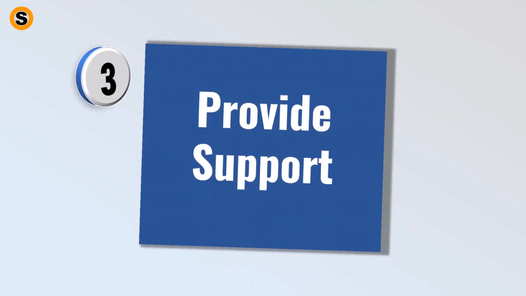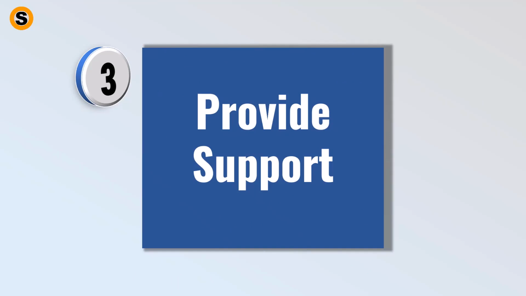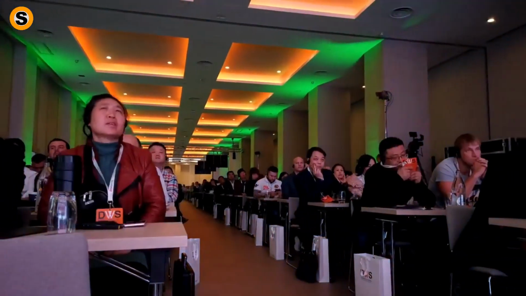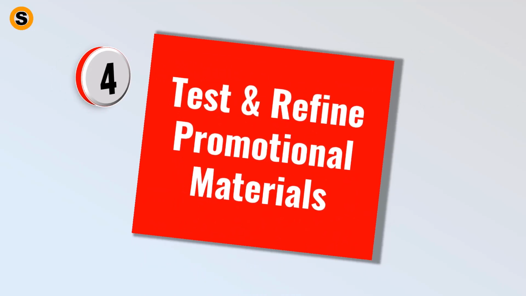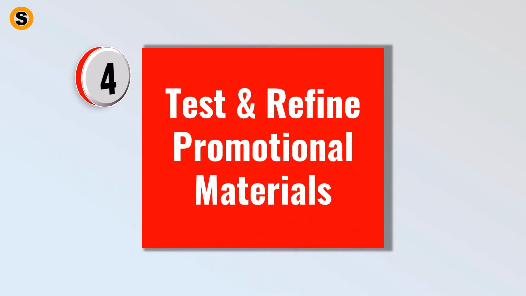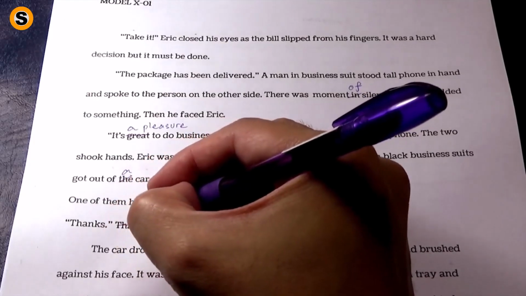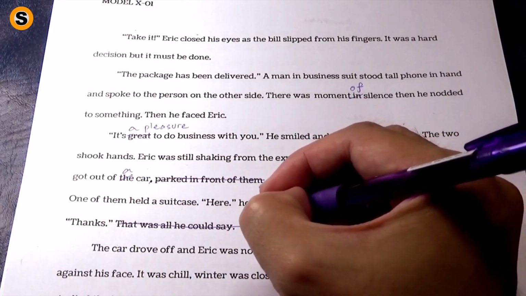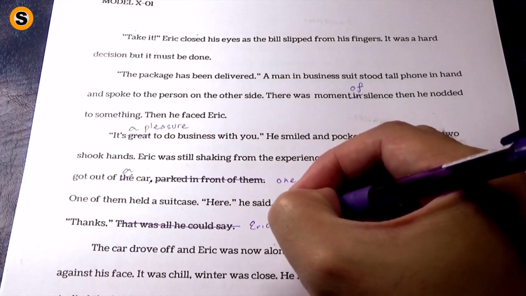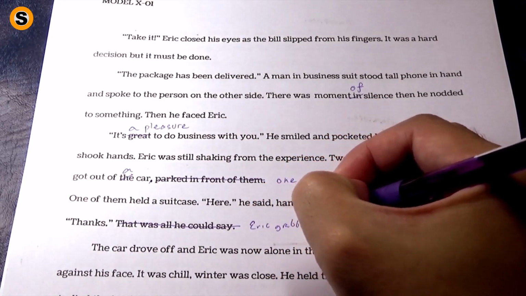Number 3. Provide support. Offer support and guidance to your affiliates as needed. This could include helping them optimize their promotional materials or providing them with additional resources or incentives. Number 4. Test and refine promotional materials. Continuously test and refine your promotional materials to improve their effectiveness. This could involve testing different ad copy, images, or calls to action to see what resonates best with your audience.